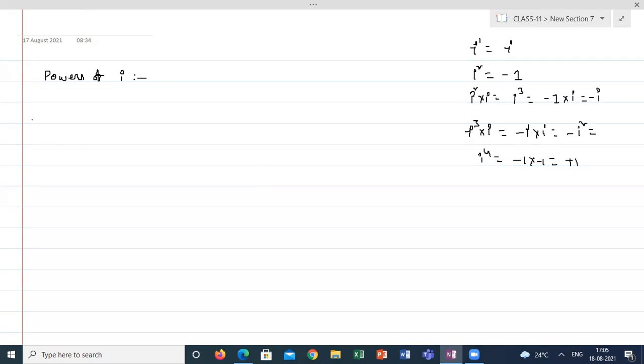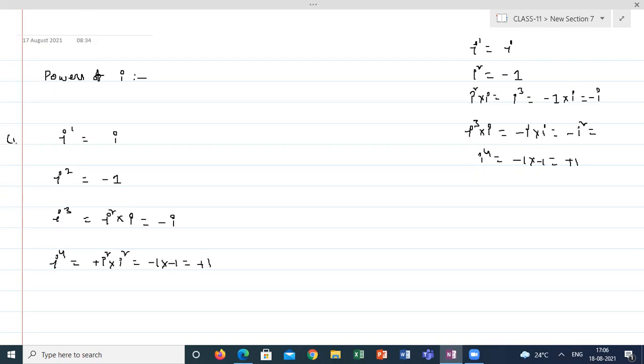So like this, I am trying to frame how to find the value for any power of i. I am starting with 1. i power 1 is i, i power 2 is -1, i power 3 is i square into i, that is minus i. i power 4 is i square into i square, that is -1 into -1, that will be +1.